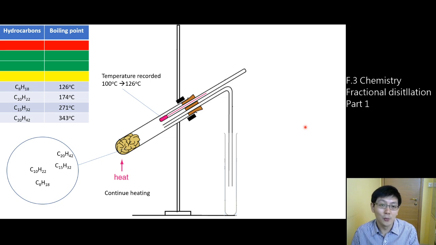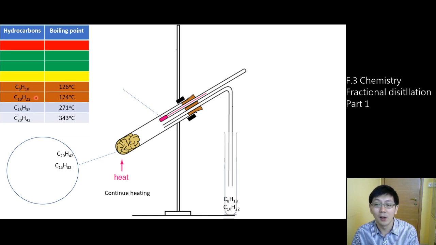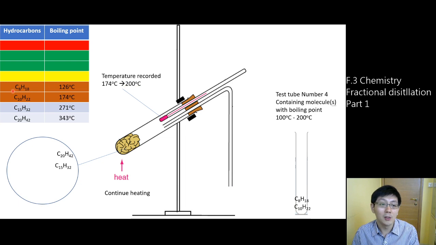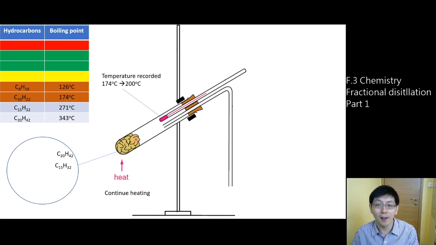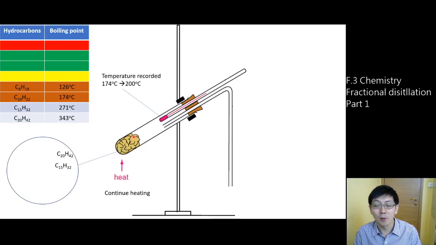So the temperature increases from 100 to 126. You boil. Another one, when the temperature reaches 174 degrees Celsius, your turn to boil. When the temperature reaches 200 degrees Celsius, I remove this test tube and mark it as number 4. These two I mark as brown in color in the table. They are eliminated from the mixture. Put it aside and I'm going to replace it with a new test tube, and so on.